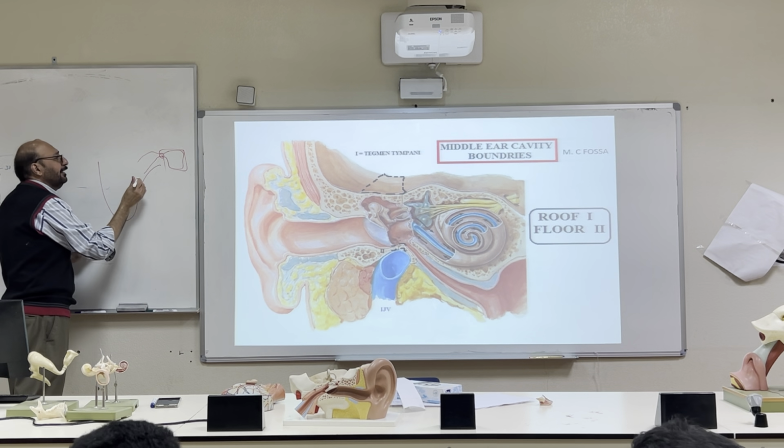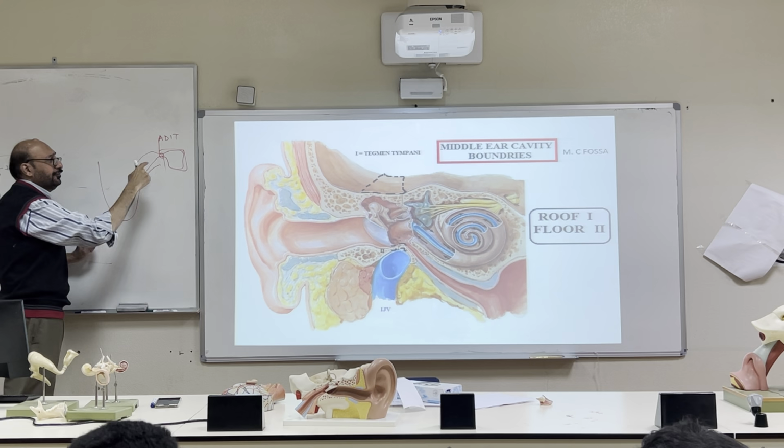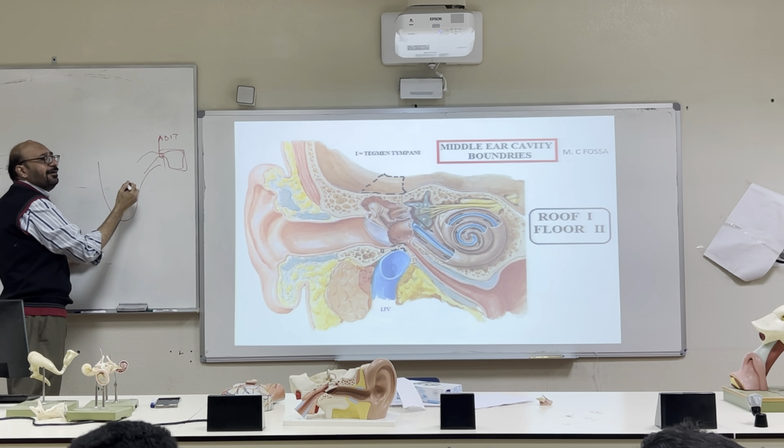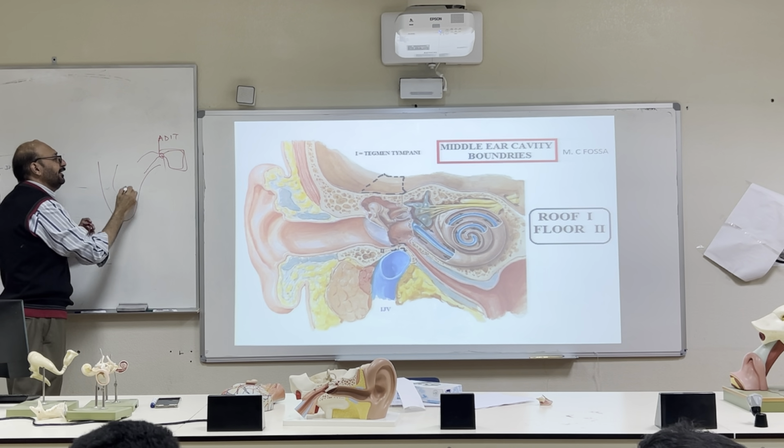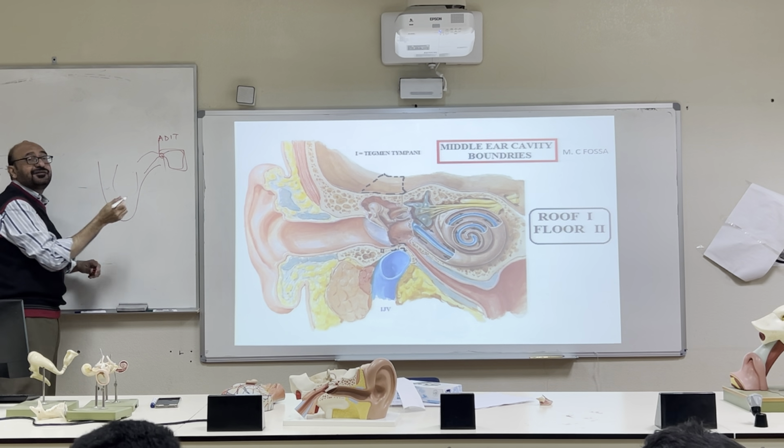Good? And this is going to have some, so this is the aditus, yani opening. This is called aditus. And on the back we have the antrum, yani cavity of the mastoid. If you see the cavity of the mastoid, this contains air.